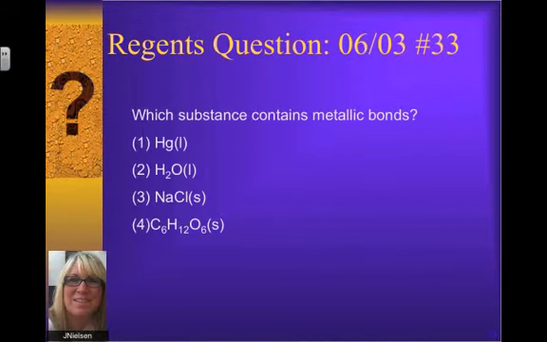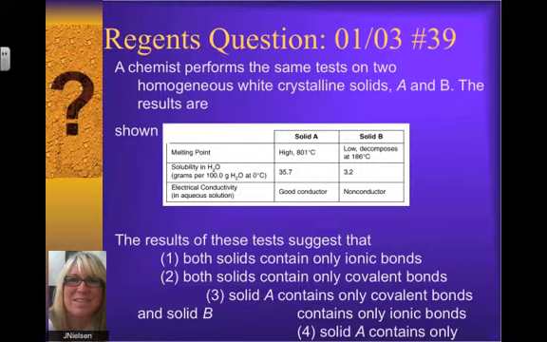Which substance contains metallic bonds? There's only one metal on the list, and that's mercury. A chemist performs the same tests on two homogeneous white crystalline solids, A and B. Look at the results. High melting point for A, low for B. Very soluble in water for A, not so soluble for B. A is a good conductor, B is not. Right away, we would know that A has got to be ionic.